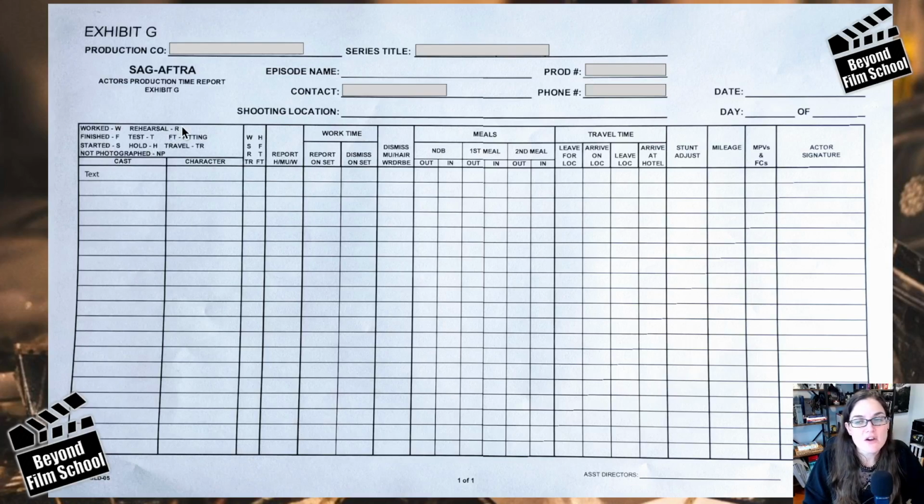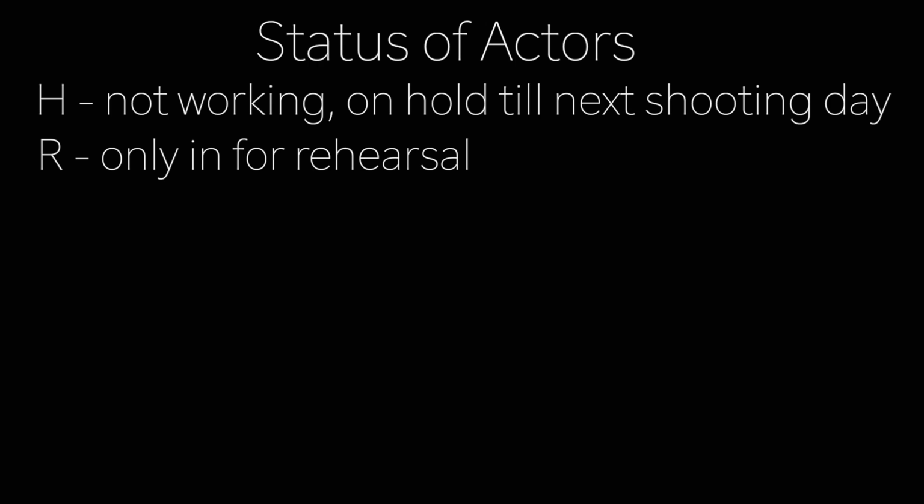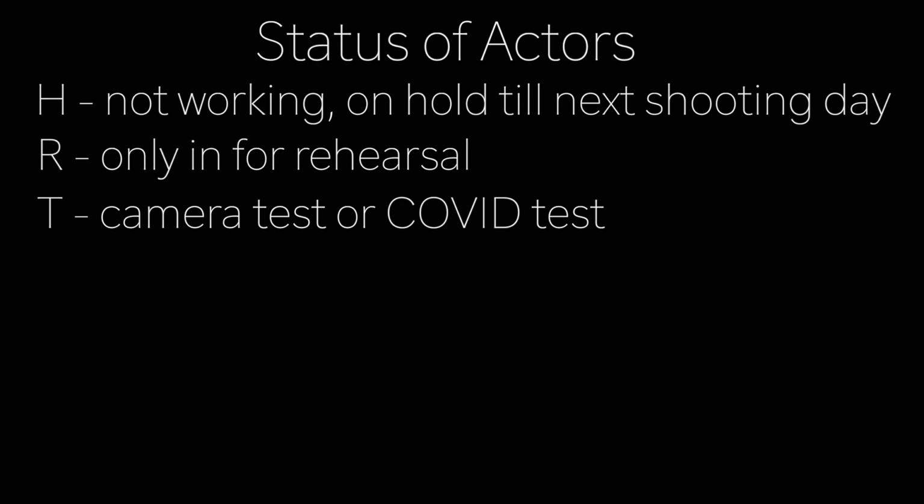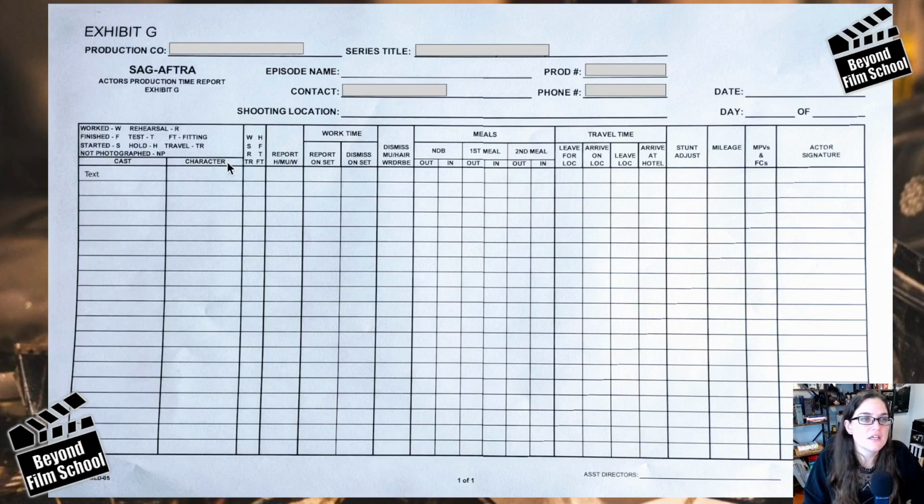Rehearsal. So if they're in for rehearsal, sometimes they might be in for a stunt rehearsal. They might have just a quick rehearsal with directors or other actors. Then an R would just go right in this column here. So also test. That usually can be for a camera test. Some people have used it for COVID testing now, so that could go there as well. So test just means they might be there for some sound tests, wardrobe tests, COVID tests. It can go in this box here.